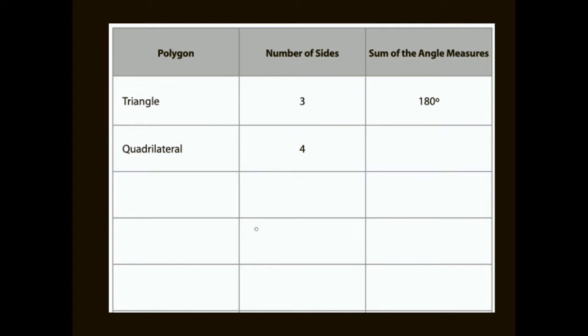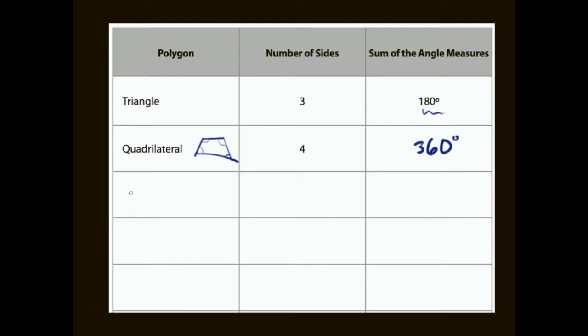So let's take a look at this table. We have some types of polygons on the left here, and we have their number of sides in the middle and the sum of the angle measures on the right. So the sum of the angle measures in a triangle is 180 degrees. Now, if we were in person, I would have you actually draw a quadrilateral of your choosing, and I'd have you measure the angles using a protractor and add them up. But since we're not in class together, I'm just going to tell you that the sum of the angle measures in a quadrilateral is 360 degrees.